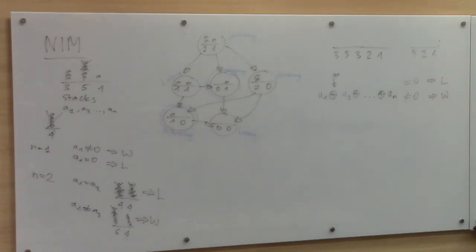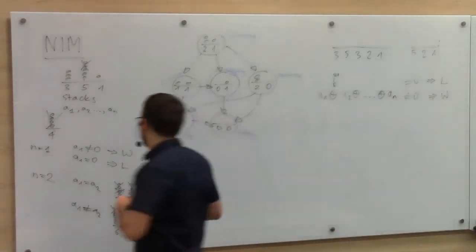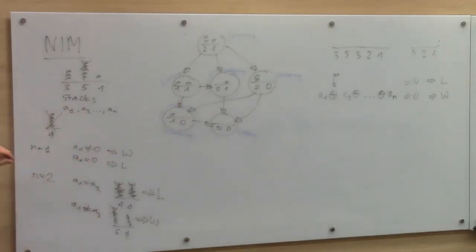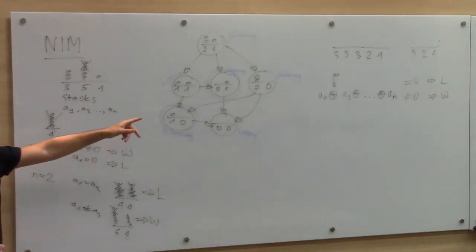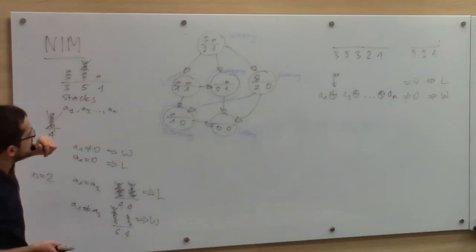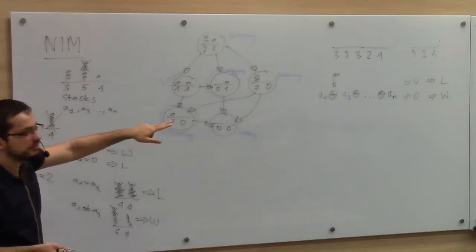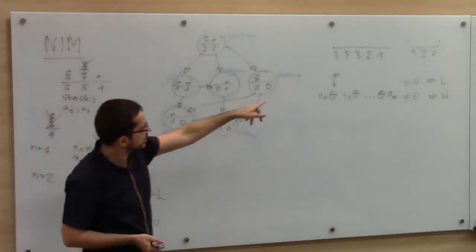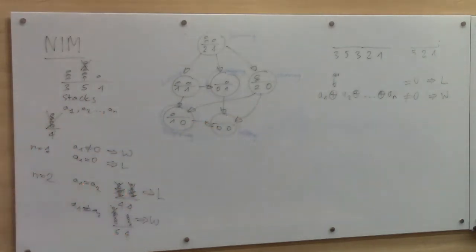So we can see if this is true for our simple examples. For instance, if n is equal to 1, the XOR of one number is just this one number. If this number is positive, then the XOR is also positive, so we have a winning strategy. If the number is 0, then we have a losing strategy, and this also says we have a losing strategy.